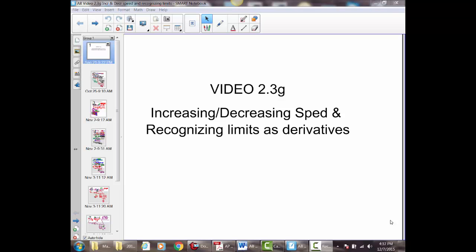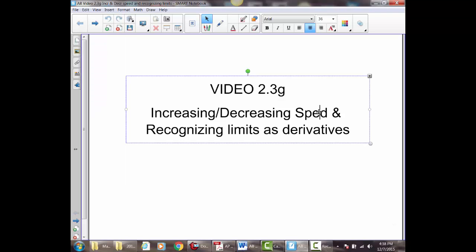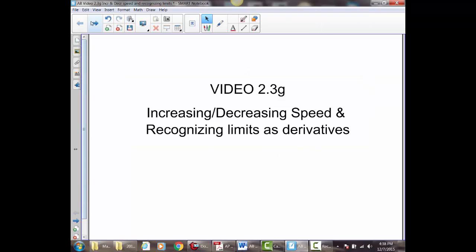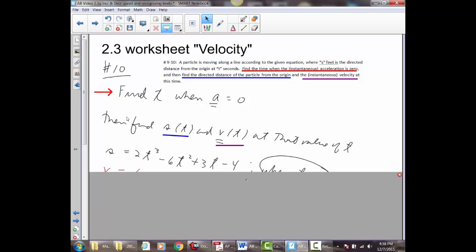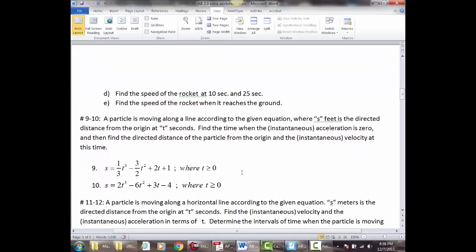Okay, increasing and decreasing. Let's change that to speed. And recognizing limits at derivatives, which we've already seen, by the way. Okay, so just before we get into increasing and decreasing speed, let's talk about numbers 9 through 10 on this worksheet. I've recopied that, but here they are right here.